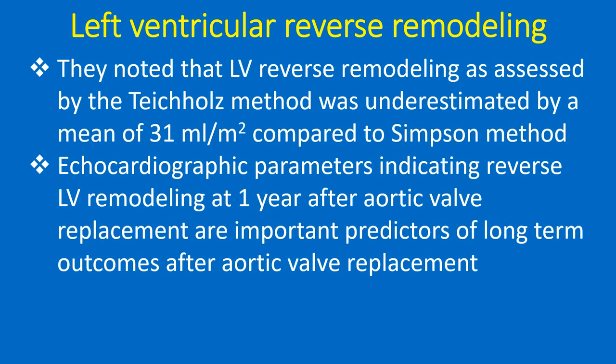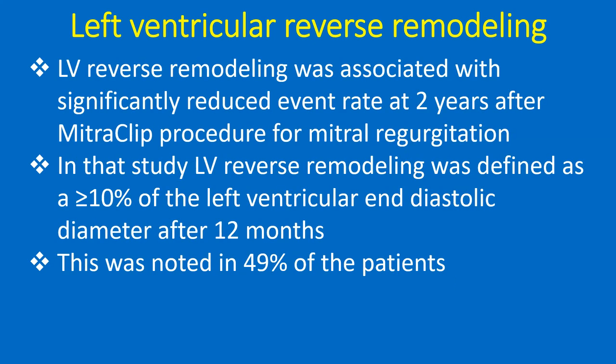They noted that LV reverse remodeling as assessed by the Teichholz method was underestimated by a mean of 31 ml per meter squared compared to Simpson method. Echocardiographic parameters indicating reverse LV remodeling at 1 year after aortic valve replacement are important predictors of long-term outcomes after aortic valve replacement. LV reverse remodeling was associated with significantly reduced event rate at 2 years after mitral clip procedure for mitral regurgitation.